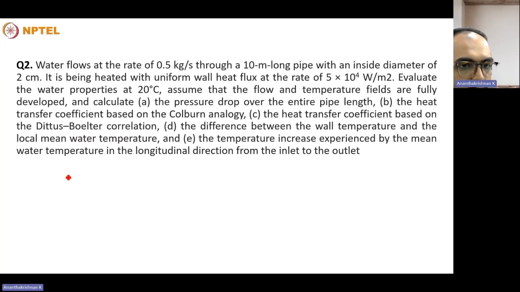So it's a flow through the pipe, and in that case, the Reynolds number should be less than 2300 for the laminar case. Much beyond that, it will be turbulent, a transition and then turbulent.